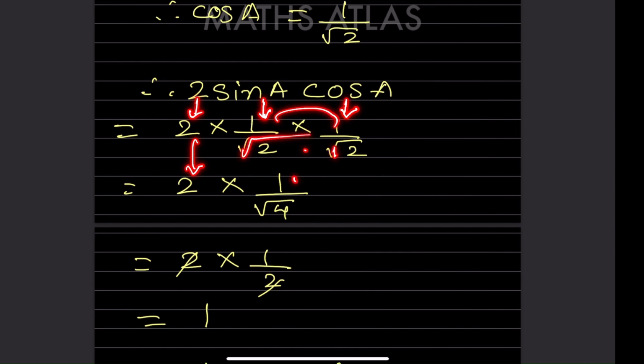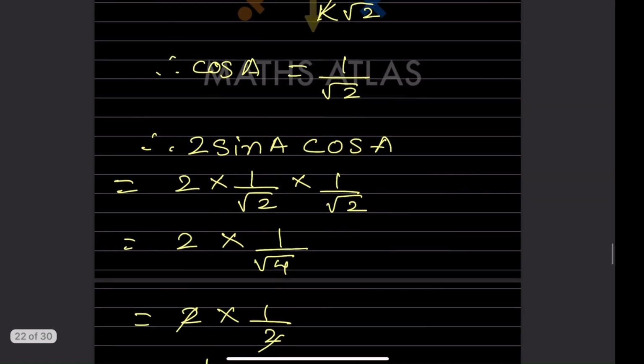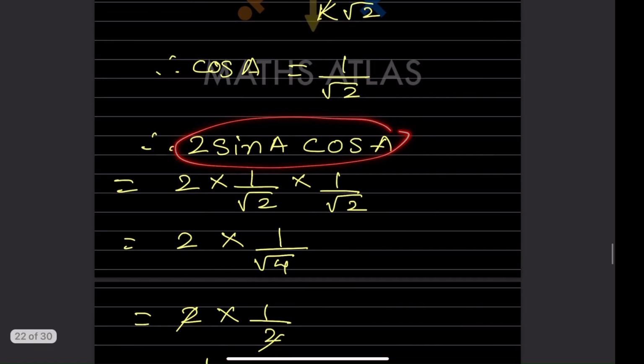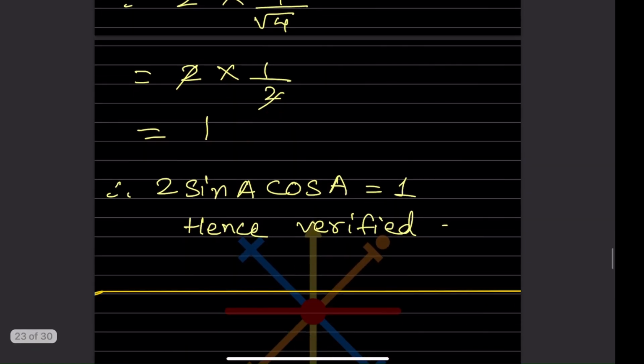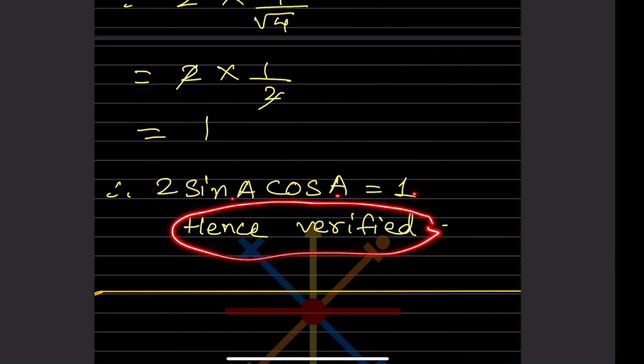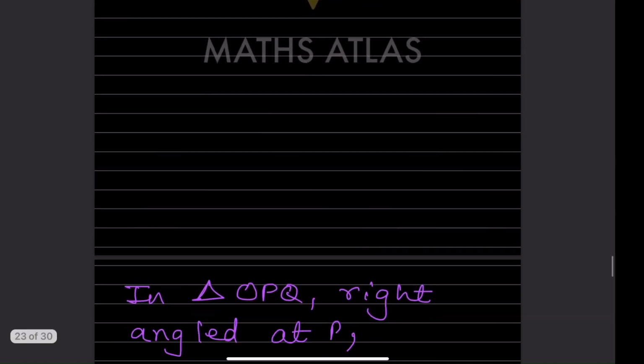And root 2 into root 2 is going to be root of 4. So that is going to be 2 into 1. Root of 4 is 2. So this will be 2. So now this and this gets cancelled. So that is 1. So now that is proved. Now we got here 2 sine A cos A, that is 1. So we can say 2 sine A cos A is equal to 1. This we had to write, hence verified. Whenever it says hence proved or hence verified, this is important over here.